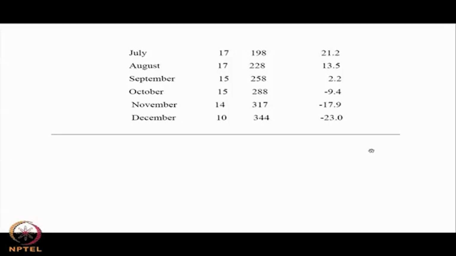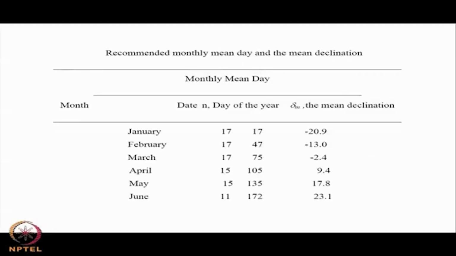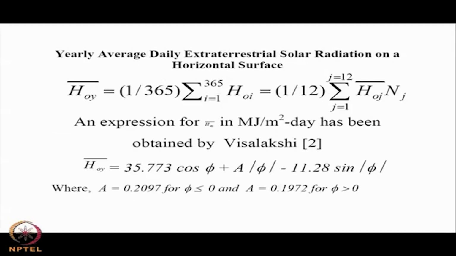That is the recommended value. There is another advantage: most of the time, for other monthly average processing, you can use this midday concept and the mean declination. This is a little extension done here.